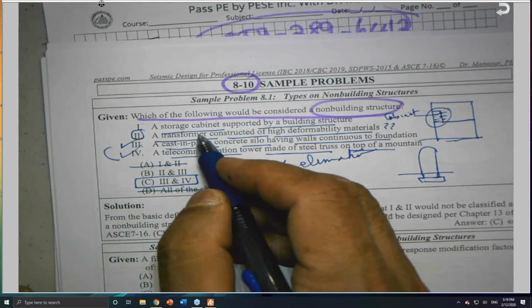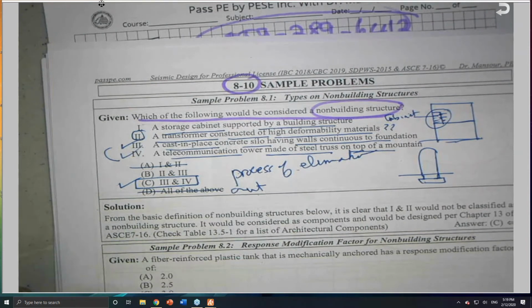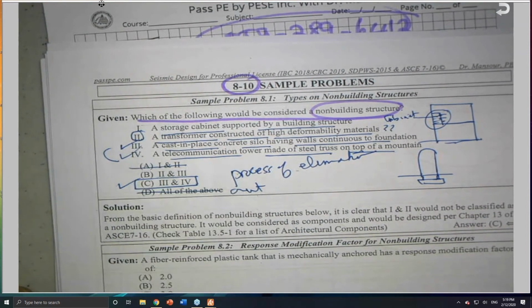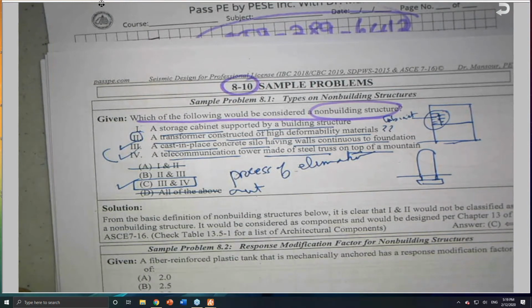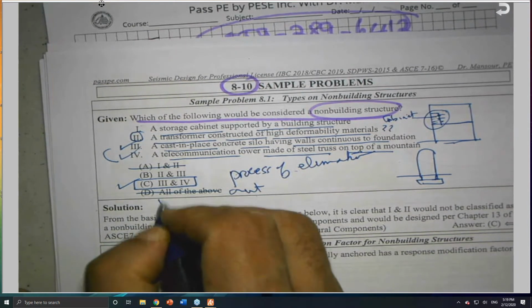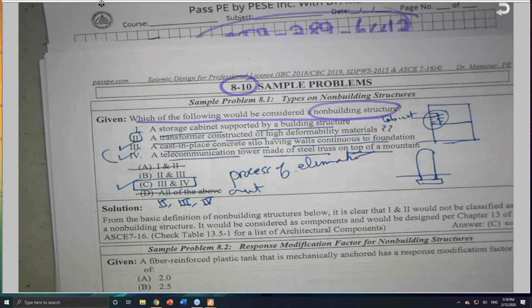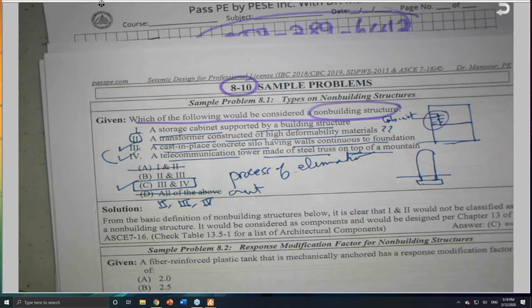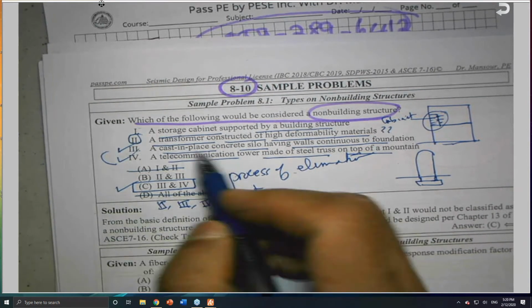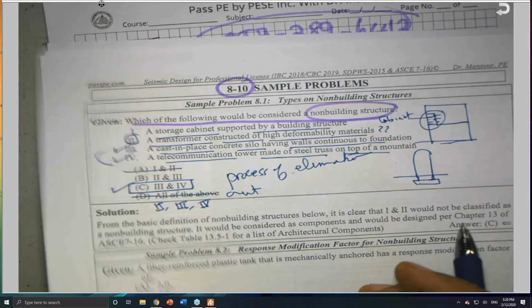If I have no idea what number 2 is, for sure, I don't have an answer that has 2, 3 and 4. Maybe they will add 2, 3 and 4 as answer D. This will make it a little bit difficult. Right now, you have to make sure that 2 is out of the discussion. And let us go to the transformer constructed of high deformability materials.